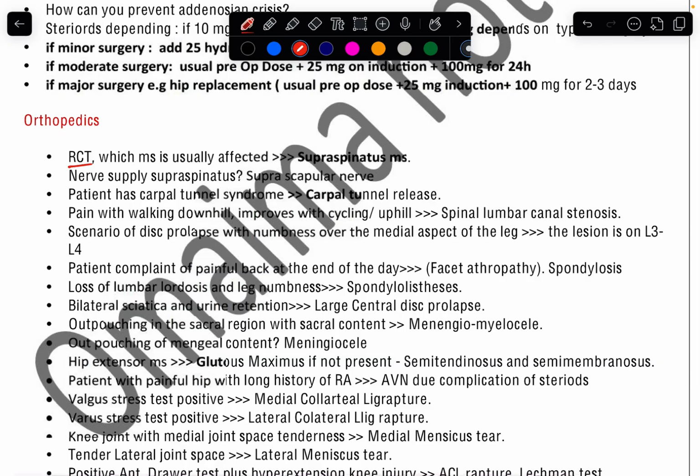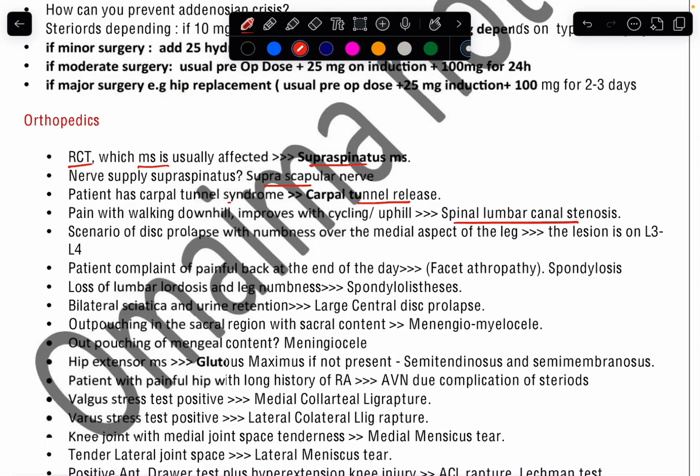Rotator cuff tear. Which muscle is affected? Supraspinatus muscle. Nerve supply: suprascapular. Patient with carpal tunnel syndrome: carpal tunnel release is the treatment. Patient walking downhill, improves with cycling uphill.